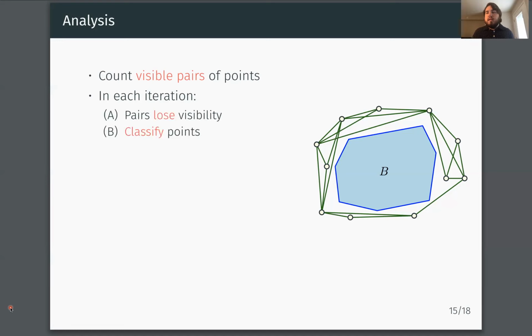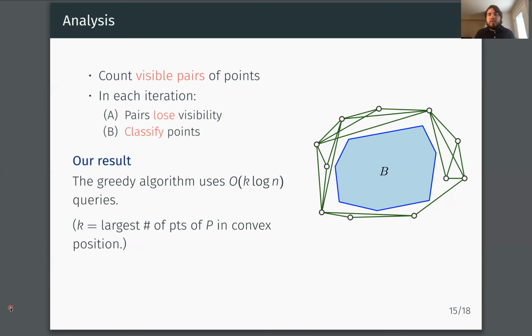We can also argue that if the query falls outside the convex body, then many points become classified, because we obtain a separating line. And so we can just delete many points from this graph. Essentially, we just count the number of pairs that lose visibility in each iteration in each of these two scenarios. Because we're choosing center points as our oracle queries, you can argue that in some sense, a constant fraction of pairs of points lose visibility. This implies that the algorithm makes k log n queries, where k is the largest number of points in convex position.